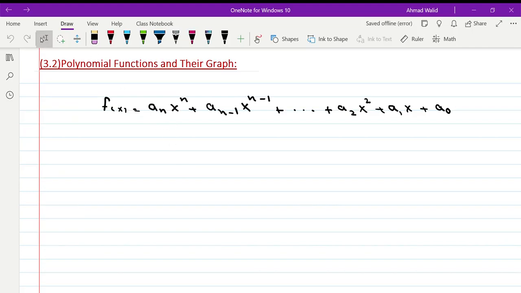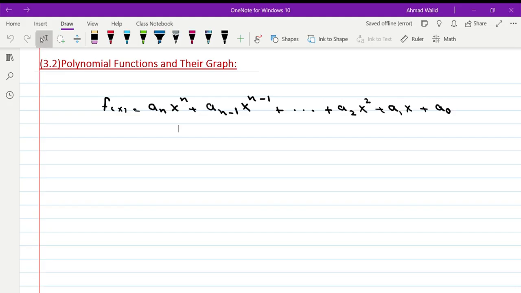Hello all, let's start section 3.2. Our section 3.2 is polynomial functions and their graphs. What is a polynomial function?